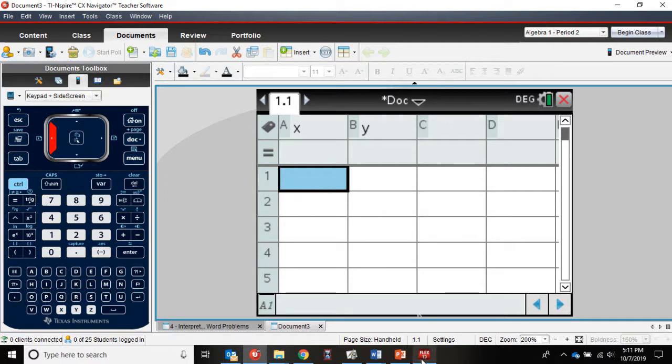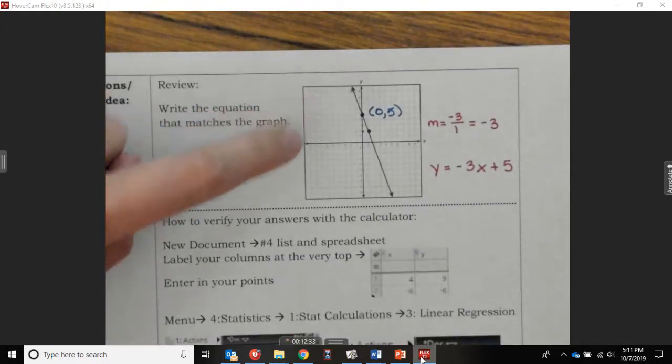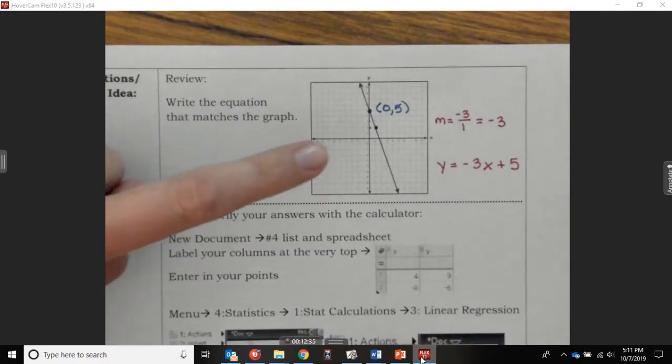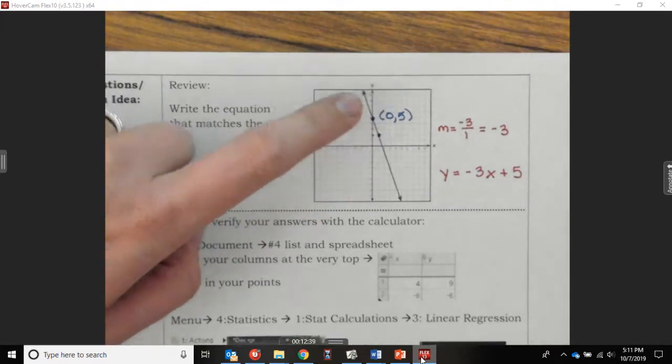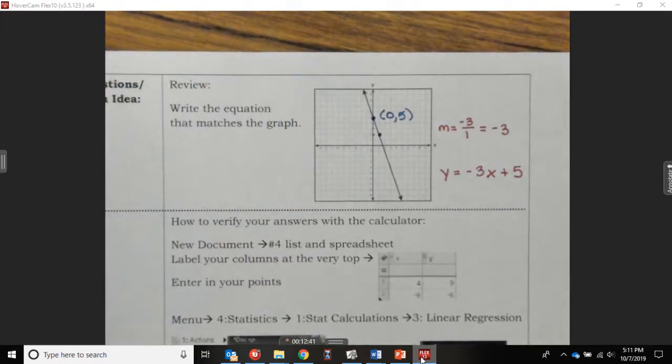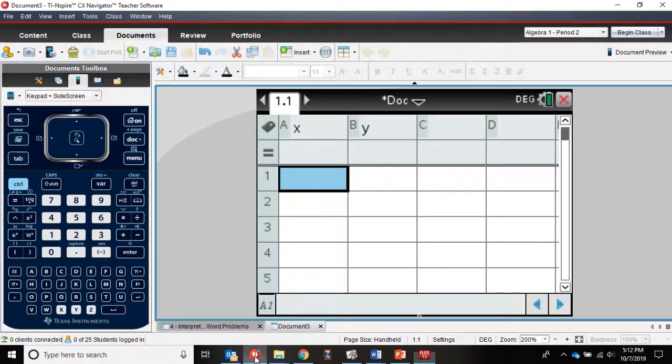And so if you're not sure what I'm talking about right this second, I'm looking at this graph, which was the top of your paper, and I'm going to plug in that point, 0, 5, and this point, 1, 2. Those are the 2 points I used to find my equation. And so 0, 5, and then 1, 2.